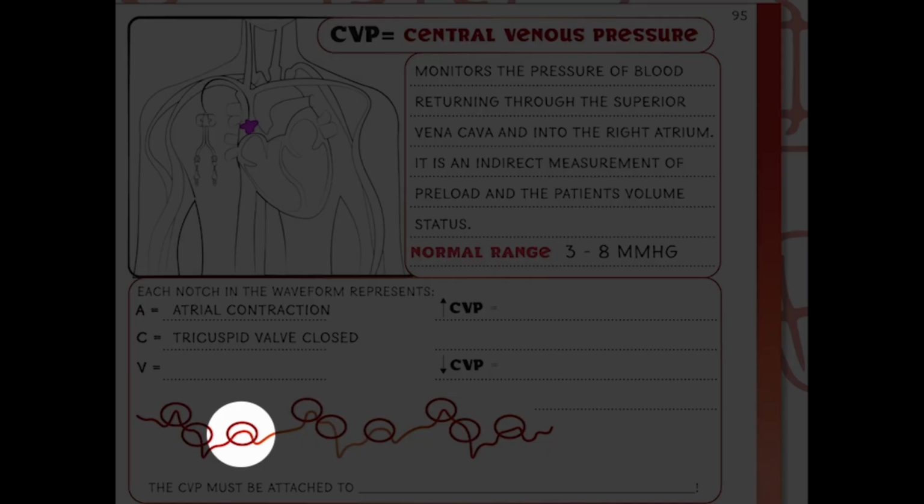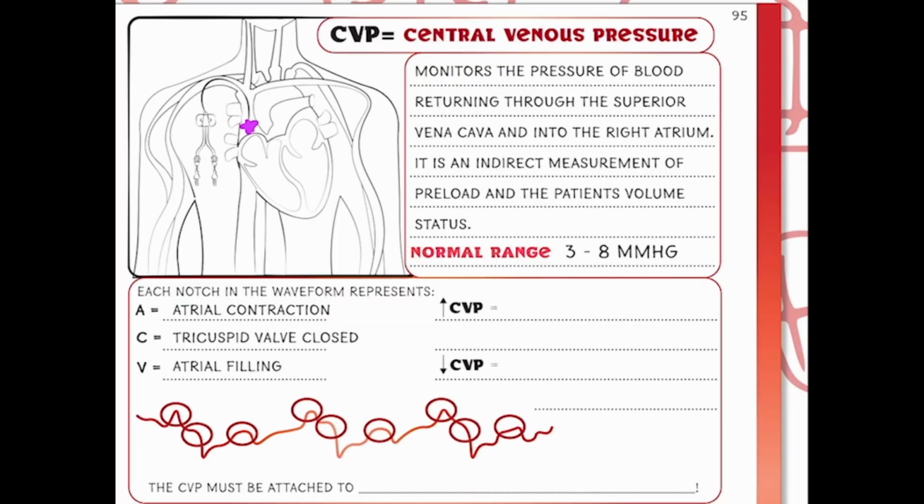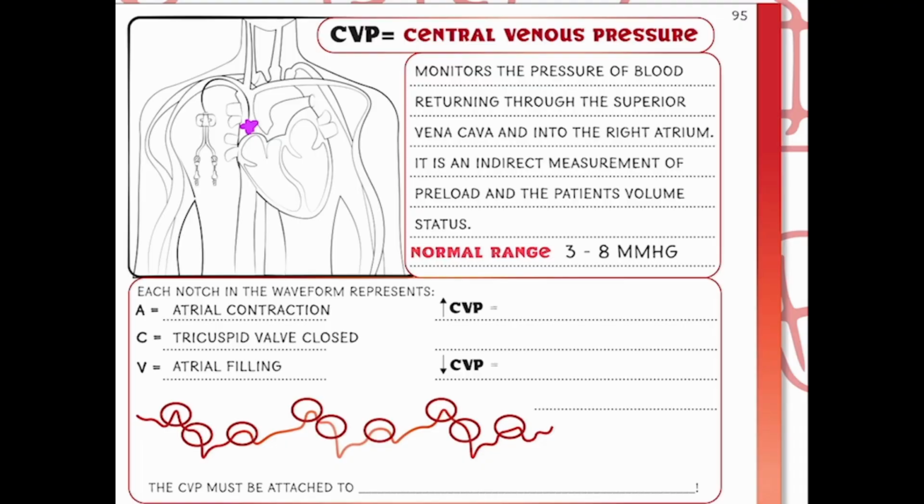And our last peak is going to be this V notch. And this reflects the atria filling again when the tricuspid valve is closed during ventricular systole or contraction. So it's the peak of this pressure before the tricuspid valve opens again. So instead of that bulge that we were thinking about in our last one where the ventricles contract, this one's going to be where the atria fills and that tricuspid valve is actually feeling that filling pressure. So the CVP wave is going to show us the atria contract, the tricuspid valve is closed and bulging up into the atria due to the ventricular contraction, and then the atria refills and does it again.